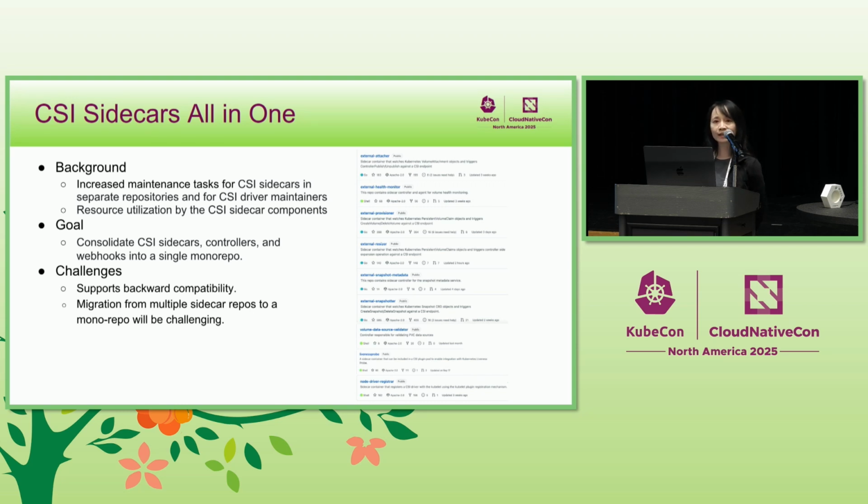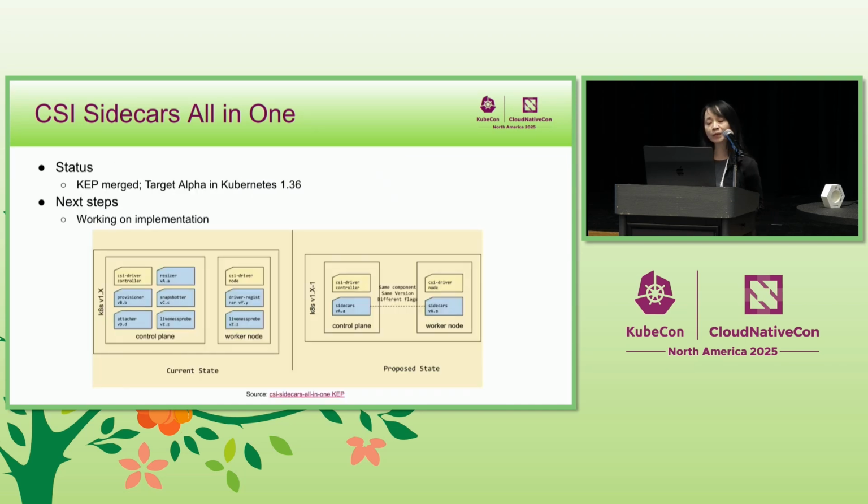With all the sidecars, that means after every Kubernetes release, we will need to release all the sidecars. And also, resource utilization is a concern. To solve all these problems, we want to consolidate all the sidecars into one mono repo. This can be challenging, but we should do it. The CAP was merged, and it is targeting alpha in Kubernetes 1.36 release. So the next step is to work on implementation.